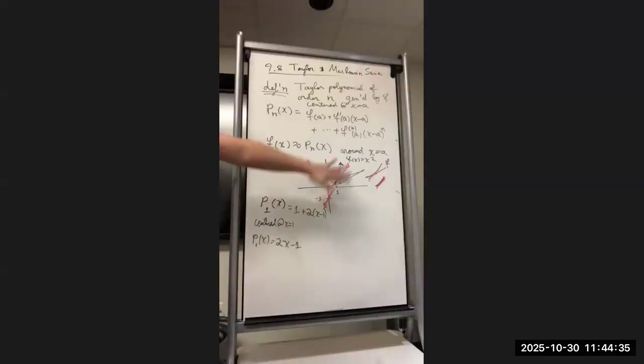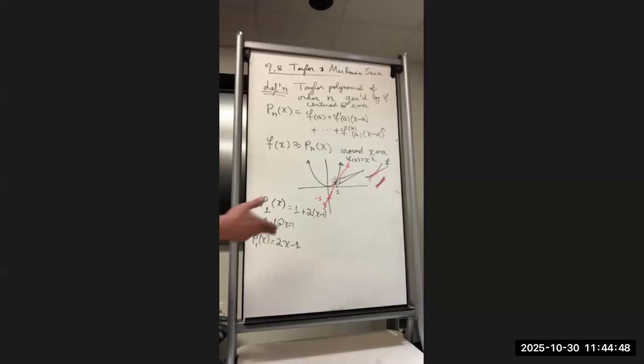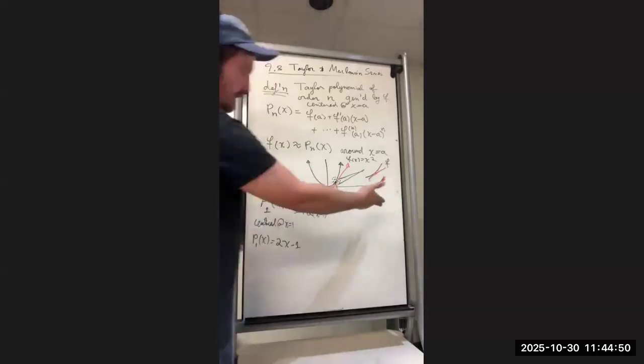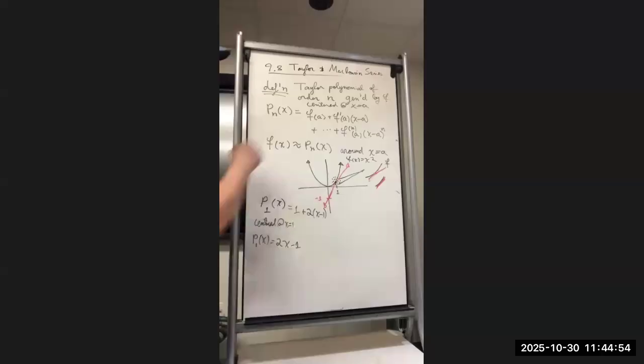So obviously, this is a bad approximation globally. It doesn't look anything like the function, but locally, right around the center, it's a pretty good approximation, right? Now, if I keep on adding more terms to this, it's going to get more curvature, and it's going to start approximating that function better and better and better.